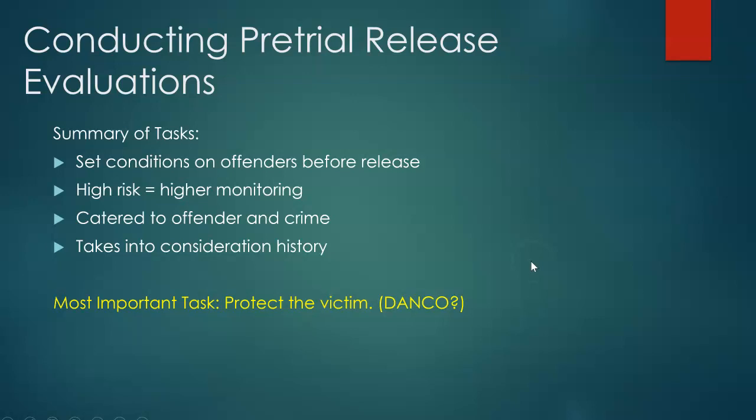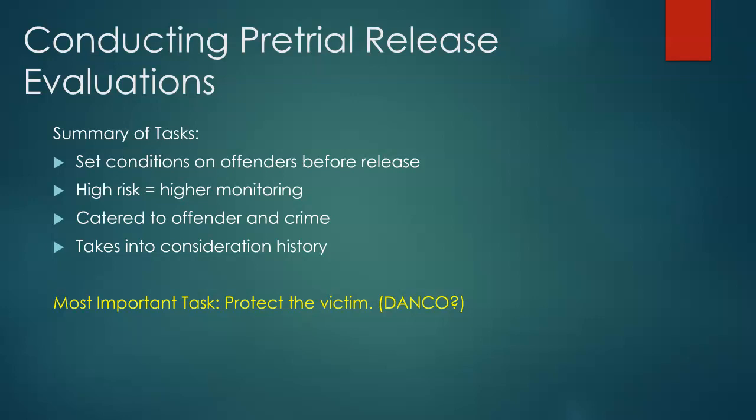Alrighty, when we look at the first procedure here, we're looking at conducting pretrial release evaluations. And I'm pretty much doing every slide the same here and trying to keep it pretty direct. But essentially, in summary, it's setting conditions for offenders before they're released from jail. So if there's higher risks, say it was a very violent domestic situation, they might do higher monitoring for a certain individual, maybe based on their history.